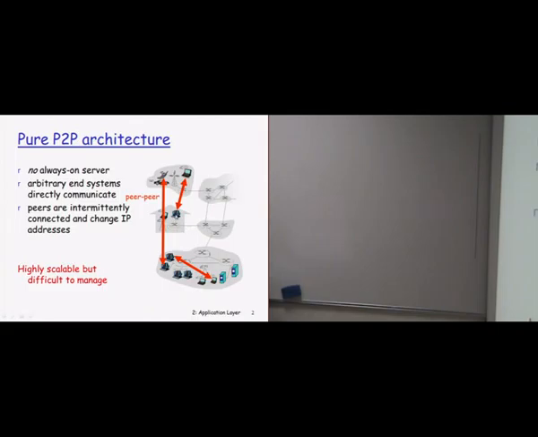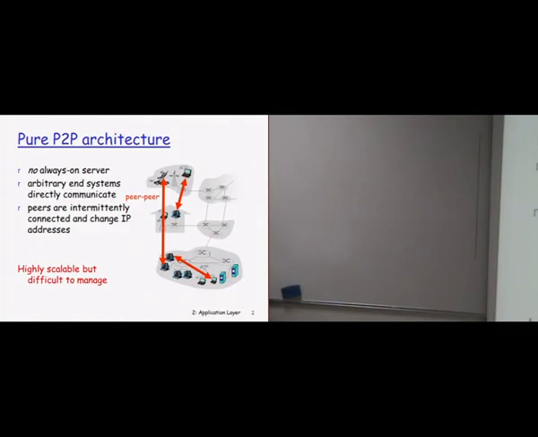No always-on server is needed, because if it is client-server communication, you do need the services of a server which should be kept on 24/7. Here, for pure point-to-point architecture in P2P communication, we don't need a server which should always be kept on, and arbitrary end systems directly communicate with each other. Any end systems can directly communicate with each other at any time.